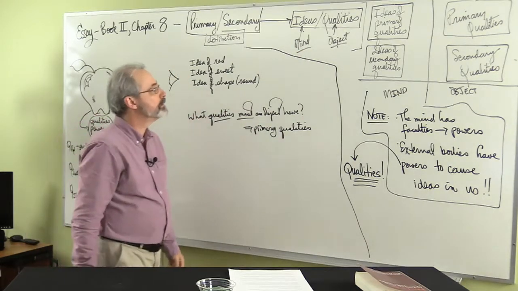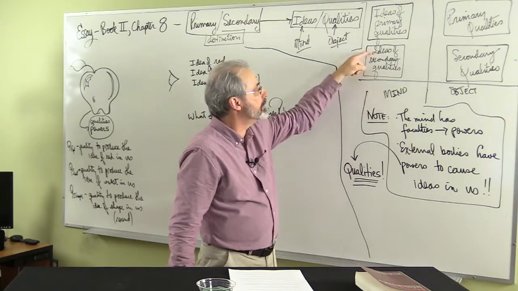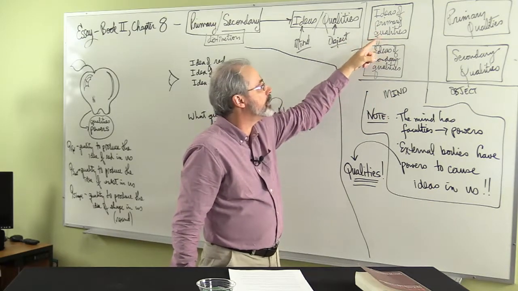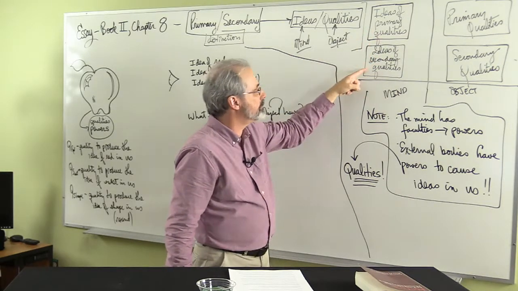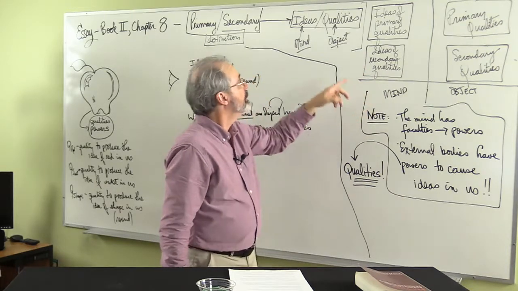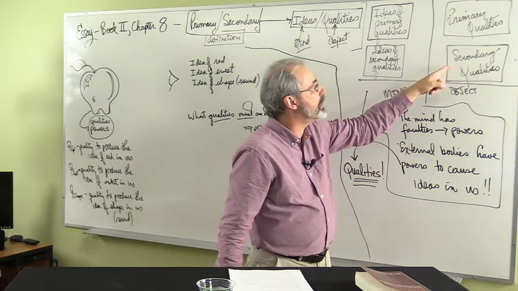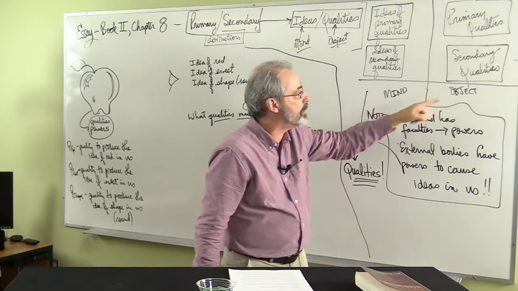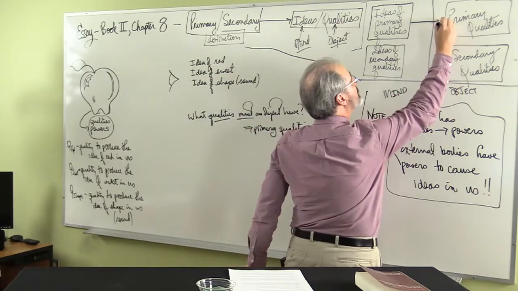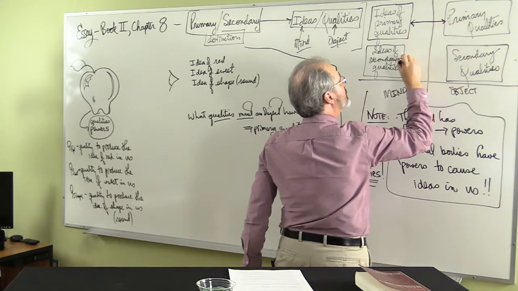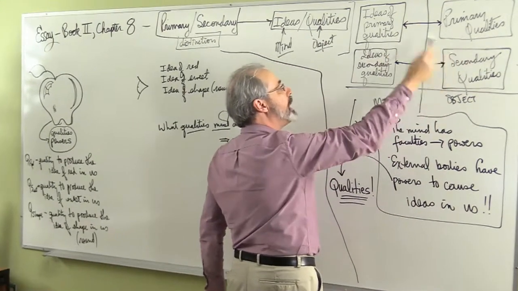In a nutshell, you're going to have ideas in the mind: ideas of primary qualities and ideas of secondary qualities in the mind. Qualities are in the object. You're going to have primary qualities and you're going to have secondary qualities. They're in the object. So what we're relating are these. That's the whole point of my discussion here, to unpack what these are and how they relate.